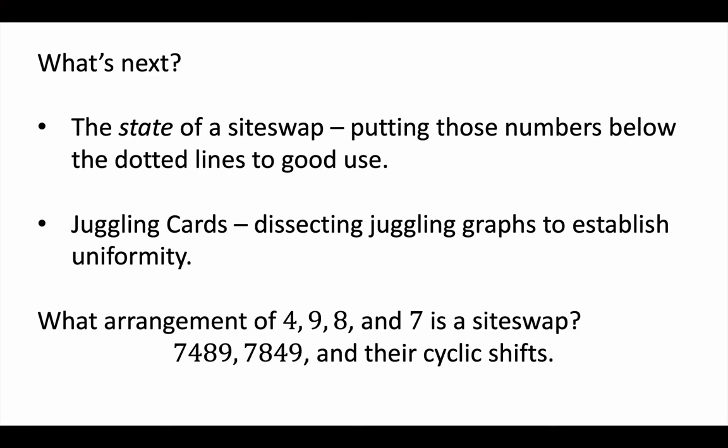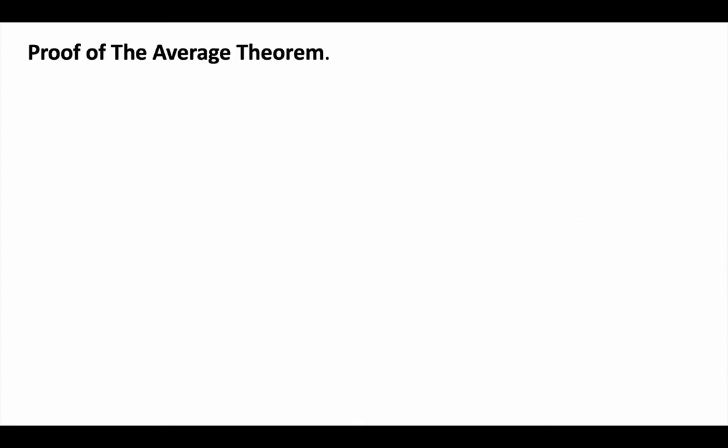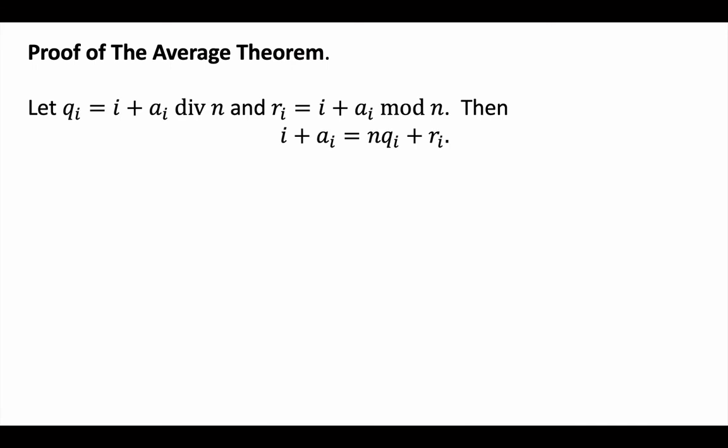On to the proof of the average theorem, which will wrap up our video. In checking to see if something is a site swap, we looked at the remainder when we divided by n. In counting the number of balls, we looked at the quotient when we divided by n. So I'm going to introduce variables to represent the quotients and the remainders.